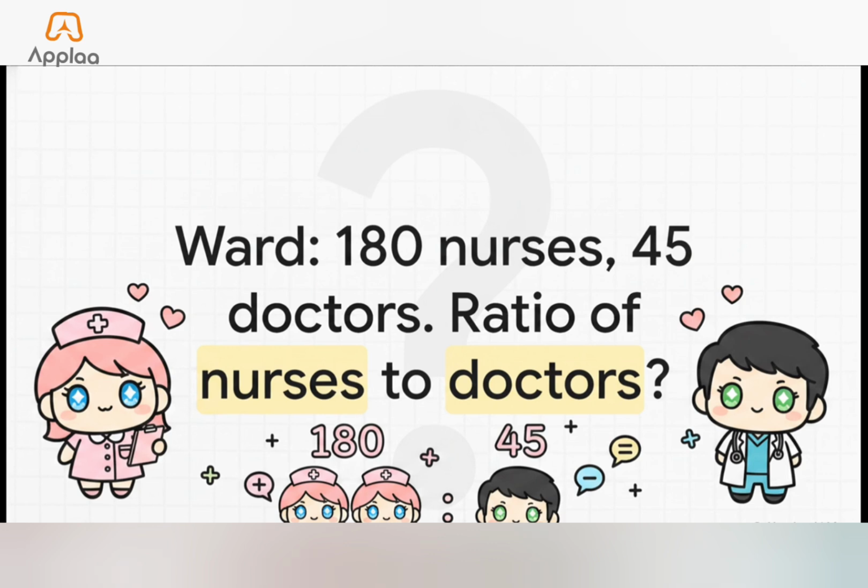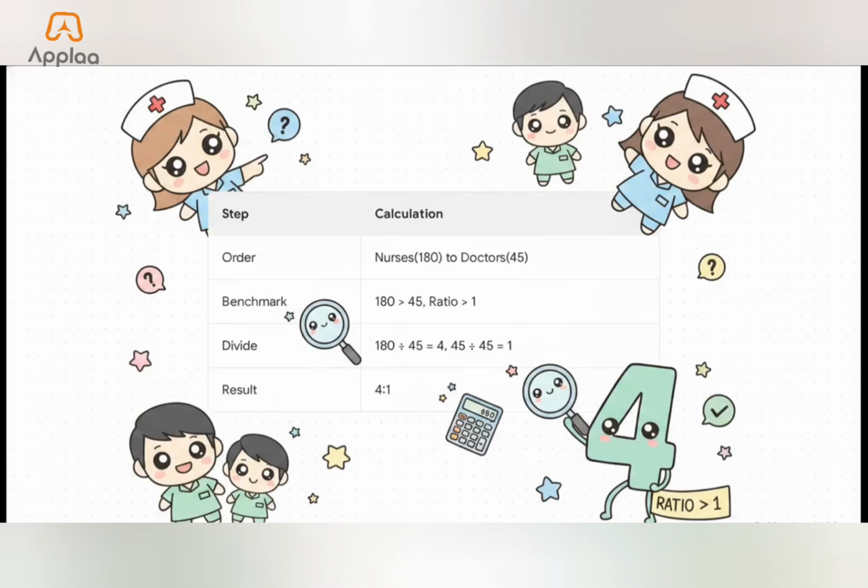A hospital ward has 180 nurses and 45 doctors. The question asks for the ratio of nurses to doctors in its simplest form. Okay, so the crucial point is that by properly assigning the numerator, nurses, first and using a quick mental benchmark check, you arrive cleanly at the right answer.